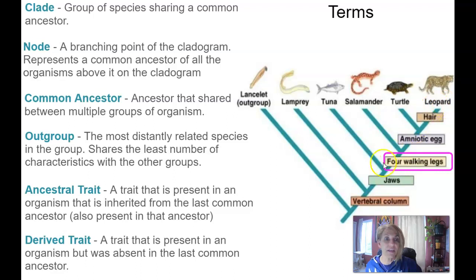Okay? Of these two, the ones that are most closely related would be the turtle and the leopard. They share the most derived traits. They have the jaws, the four walking legs, the amniotic egg. So that makes them the most closely related. They have the most common traits together.